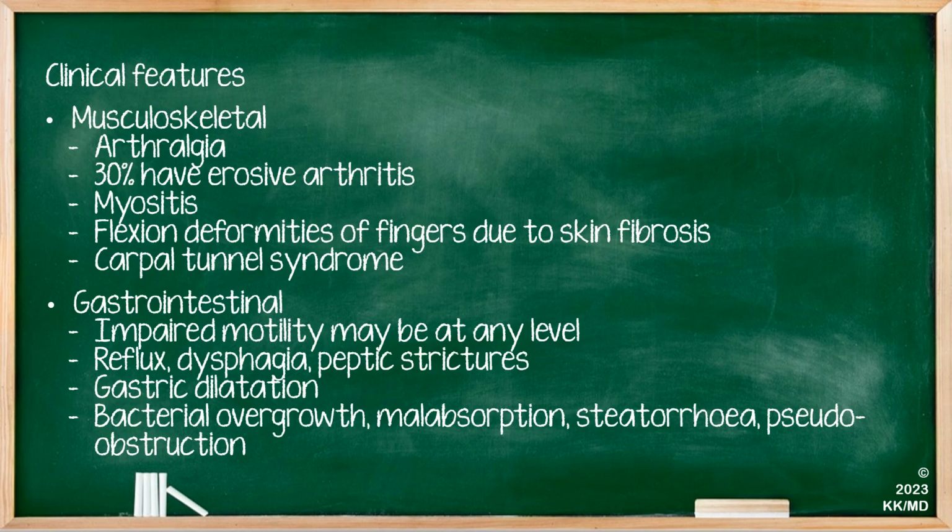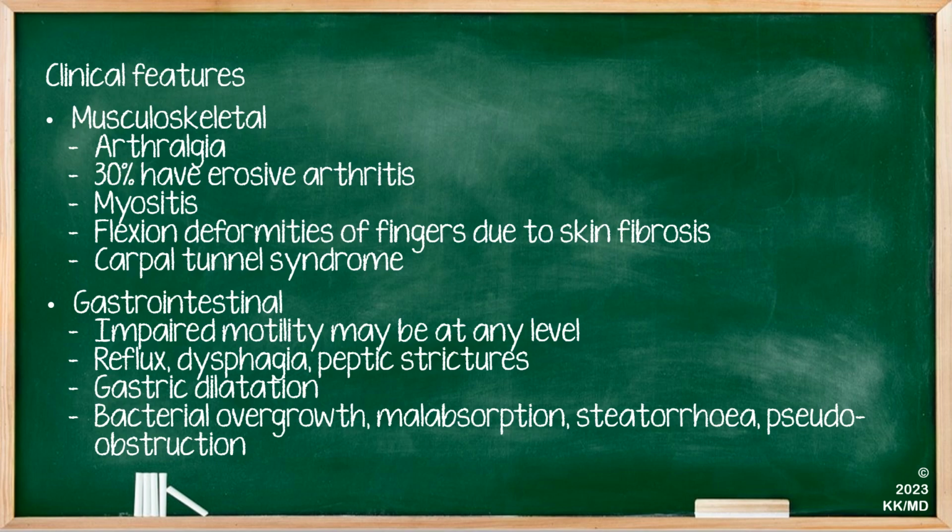More on the clinical features. If you divide it in terms of the systems that it frequently involves, as for the musculoskeletal symptoms, it can present as arthralgia. About 30% of patients present with an erosive arthritis. It could present as a first presentation of myositis, flexor tendon deformities of the fingers due to skin fibrosis, and sometimes it could present as carpal tunnel syndrome. In your station 5 in PACES, carpal tunnel syndrome or bilateral carpal tunnel syndrome is one of the frequently encountered ones, so it would be important to mention this and think about this as part of your differential diagnosis.